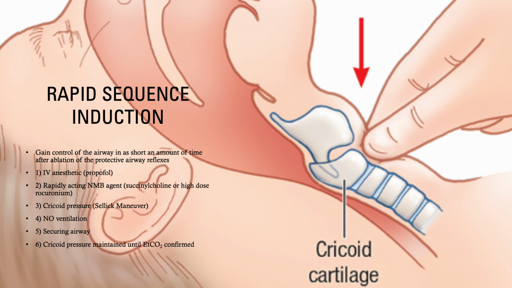And then the last point is extremely important. Cricoid pressure has to be maintained until we see end-tidal CO2 either on the monitor or confirmed in another way. That lets us know that the endotracheal tube is in the right spot, the balloon is inflated, and the risk of aspiration has passed.